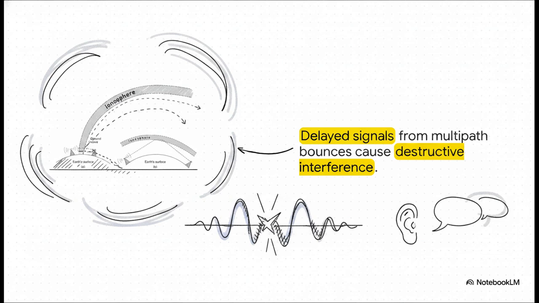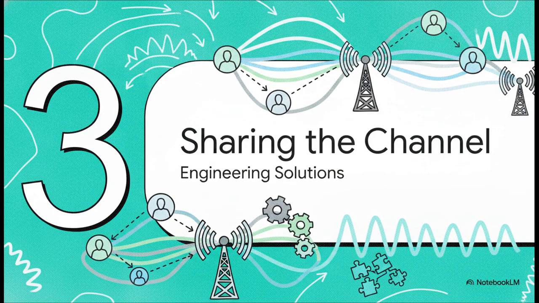Imagine trying to listen to someone speak but hearing a slightly delayed, equally loud echo of their voice at the exact same time. It makes the receiver's job of piecing those original ones and zeros back together incredibly difficult. Section 3. Sharing the channel, multiplexing, the engineering solutions.